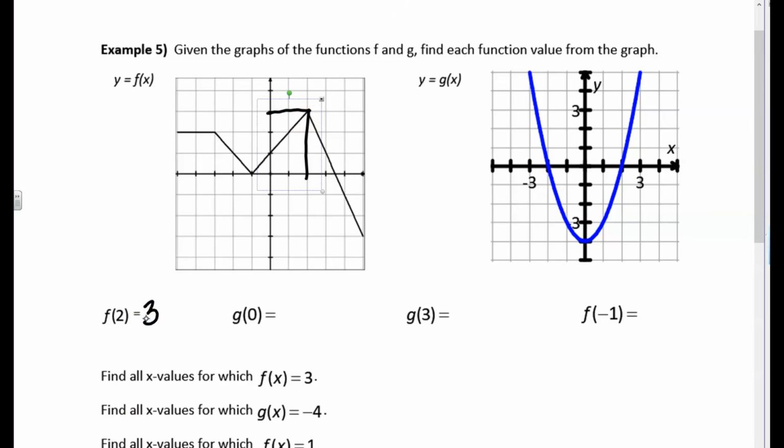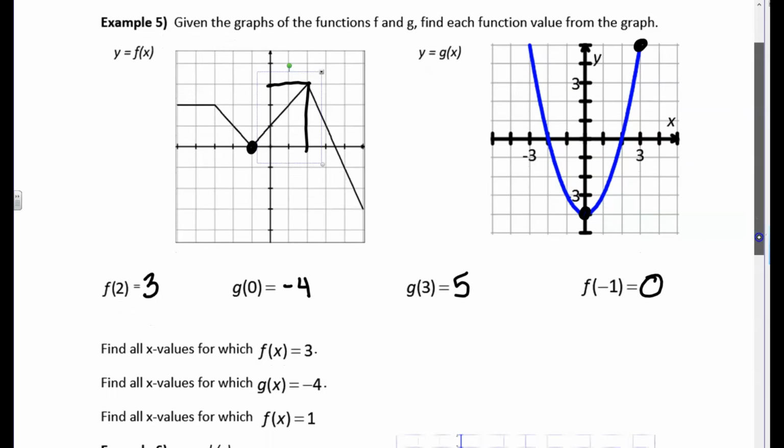So I look at g of 0. What is my y value when x is 0? Well, g of 0 is here. My y value is -4. I want you guys now to do g of 3 and f of -1. G of 3 was 5 and f of -1 was 0.